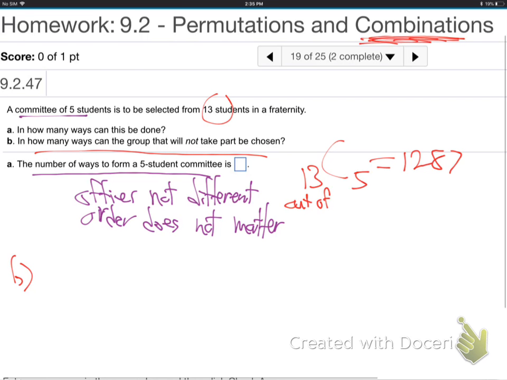So this is one of these cases. First of all, that question just seems bizarre. Like, what are they even asking? In how many ways can the group that will not take part be chosen?